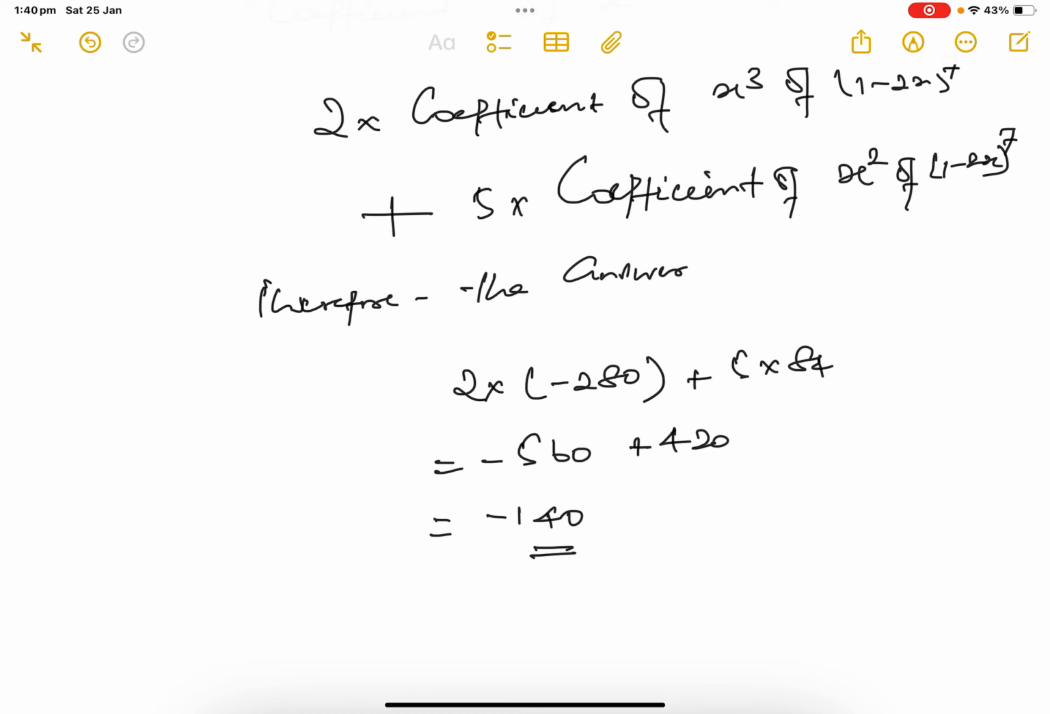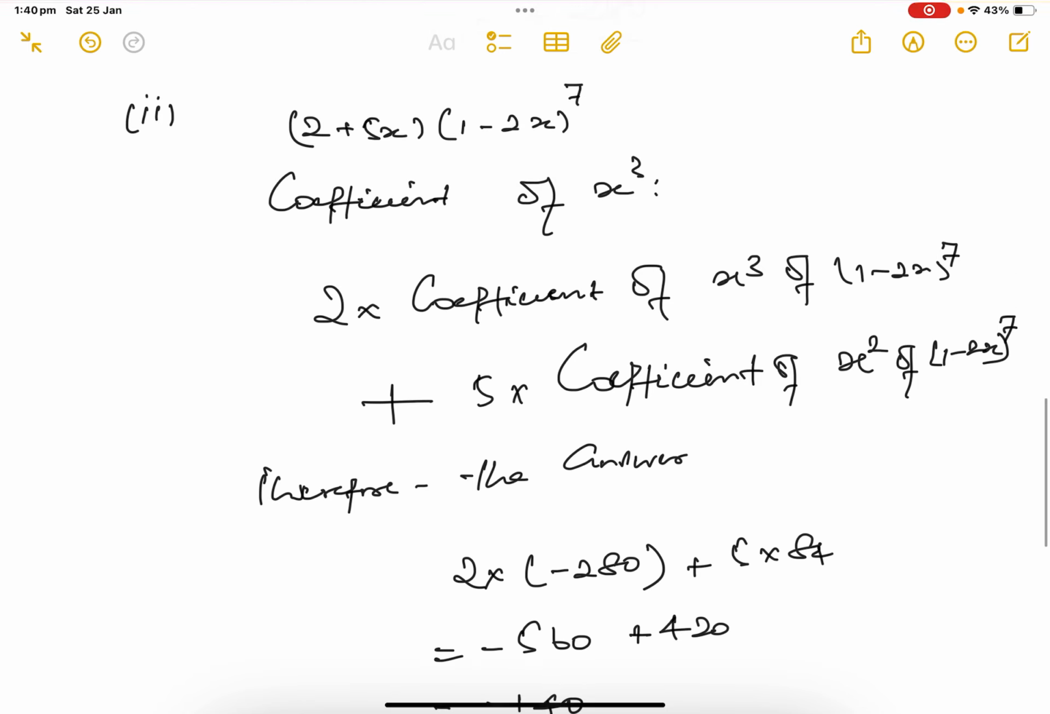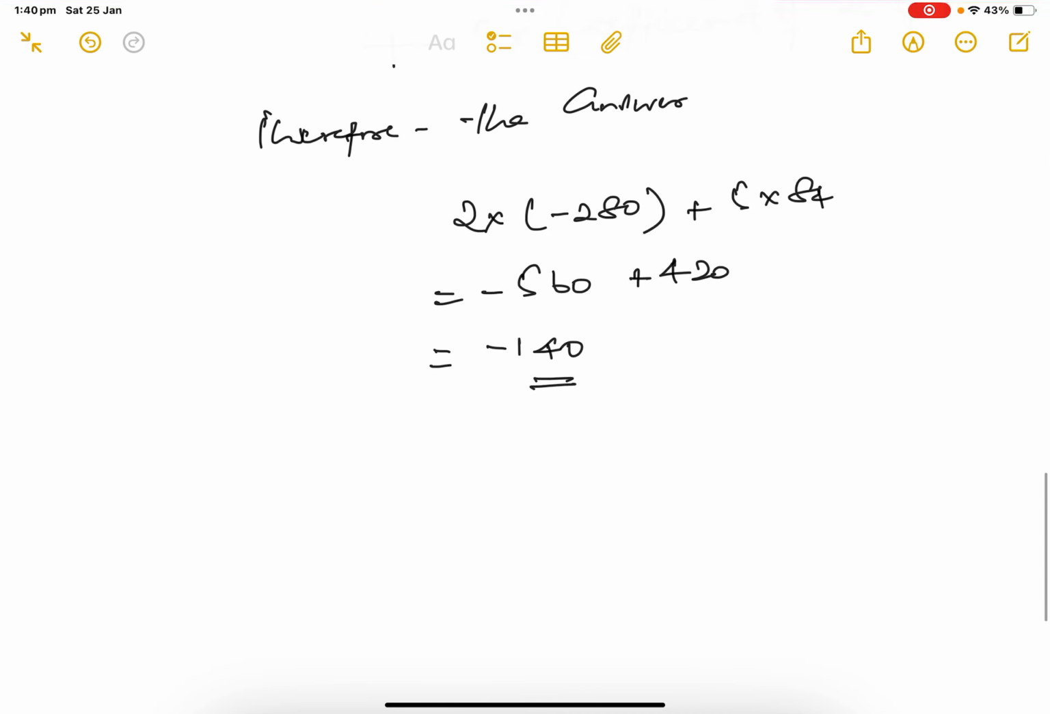2 times minus 280 equals minus 560, and 5 times 84: 5 times 80 is 400, and 5 times 4 is 20, so 420. So minus 560 plus 420 will give minus 140. So the coefficient of x cubed of (2 plus 5x) times (1 minus 2x) to the power 7 is minus 140.